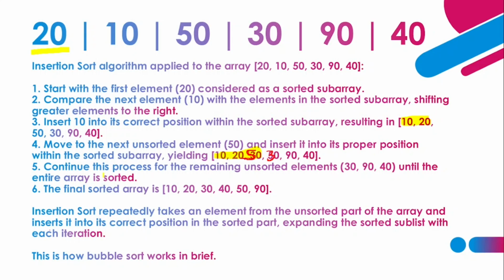The fifth point says to continue this process for the remaining unsorted elements 30, 90, 40 until the entire array is sorted. And this is how our final sorted array should look. So this is how insertion sort works. We'll have the overview of quick sort and merge sort in the next part of this video.